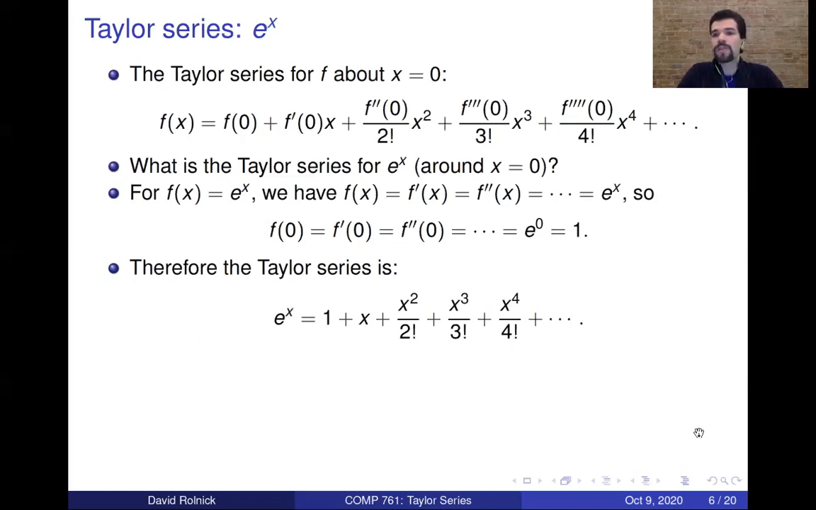There's a question. If the Taylor series is a proof of that, why are we allowed to use that fact to do the proof? I think I might have just answered that question. I'm not sure. Cool.